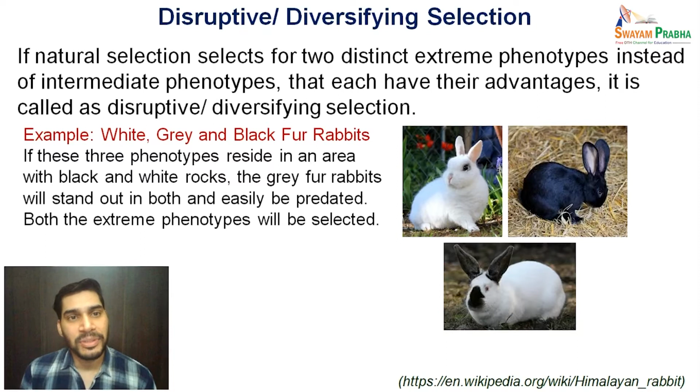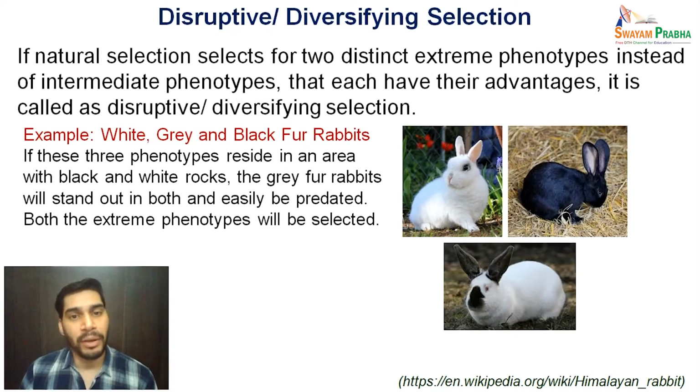The third type is called disruptive or diversifying selection. If natural selection selects for two distinct extreme phenotypes instead of the intermediate phenotypes, each of which has its advantages, it is called disruptive or diversifying selection. And as you can notice here, it is totally opposite to what we discussed about the stabilizing type of selection.